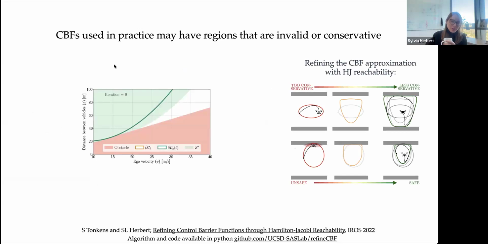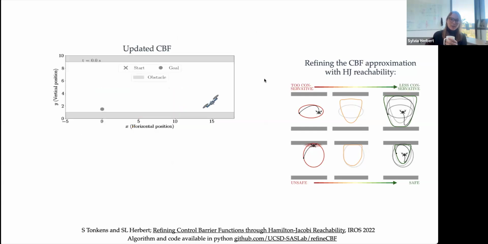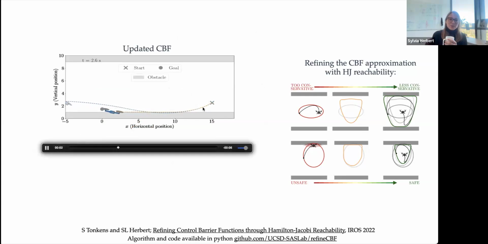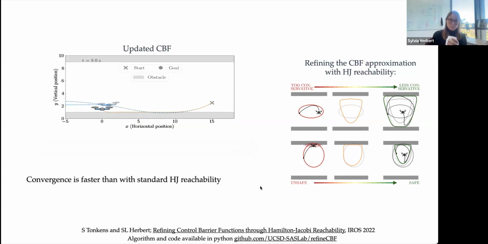So here's a little visualization example. Here we started with this overly conservative control barrier function. In red is the obstacle, and in green is the true maximal safe set. And you see that as we iterate, we're actually able to reach that true maximal safe set. And you can see that our new safety filter is able to not go through the floor and is also more performant than the previous one.